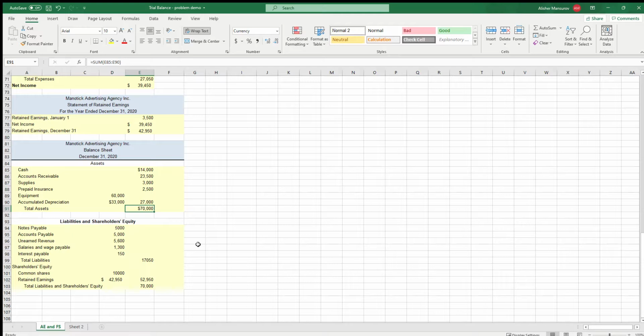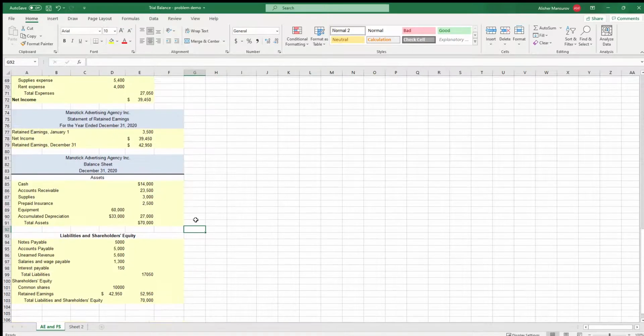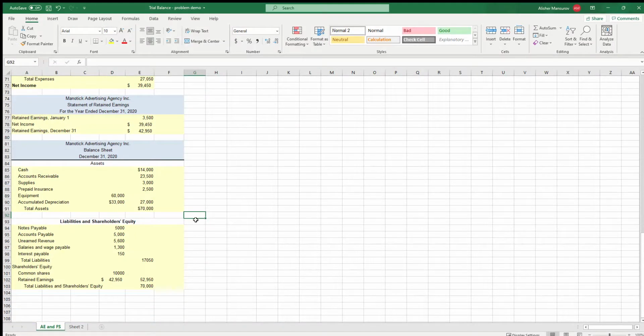So it looks like our total assets are equal to our total liabilities and shareholders' equity. So our calculations are in line with the accounting equation, which states that total assets should be equal to total liabilities and shareholders' equity.